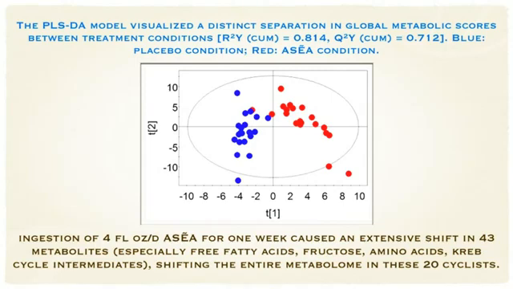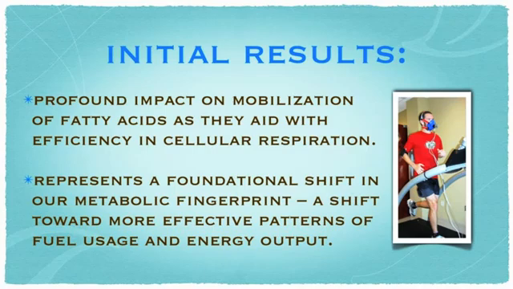This big shift or mobilization of fatty acids for fuel was postulated for why there was a big improvement in endurance. And we believe that there's an advantage in mobilization of fatty acids, as they're about 6 times more valuable as a source of fuel than glycogen or sugars. We oxidize fatty acids for energy. And all of these were done without any evidence of injury to kidney function or liver function. So it led the way for the need for further studies. So profound impact on our mobilization of fatty acids as they help in cellular respiration. And this is a foundational shift in our metabolic fingerprint that they've never seen before.